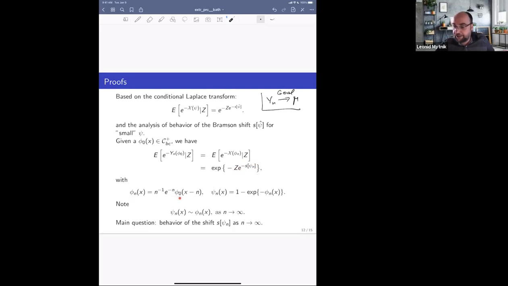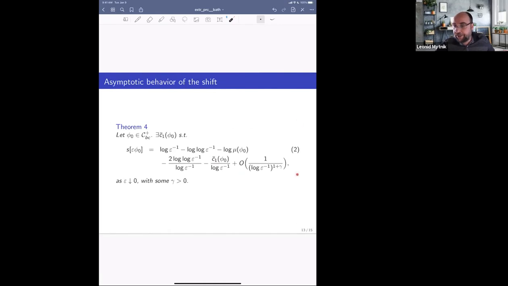But what is phi n? Phi n is our shifted function phi 0. We shifted by n, and rescaled by n e to the n, which means phi n is extremely small. As n goes to infinity, phi n is very small. So our goal is to study the limiting behavior of the Brownian shift for very small initial conditions of the Fisher-KPP equation. If we can see how the Brownian shift depends on very small initial conditions of the Fisher-KPP equation, we can get the answer. And if we get that this goes to mu of phi 0, we're done. Okay, this is more or less this very simple idea.